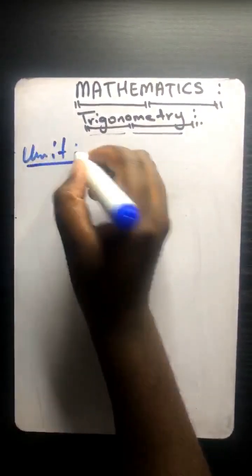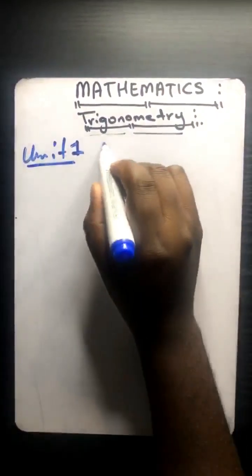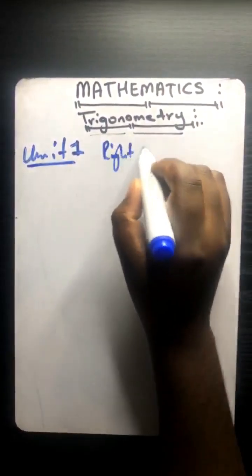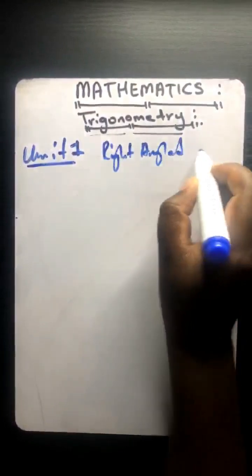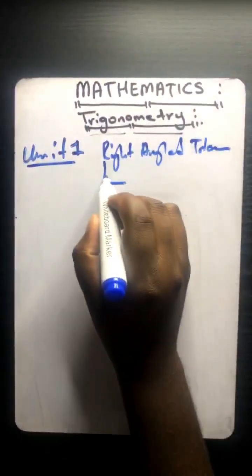This is where we are now starting. Unit number 1, we study right angled triangle. That's what we'll be studying. Right angled triangle. So let's maybe do that just as a symbol to say that's what we will be studying.